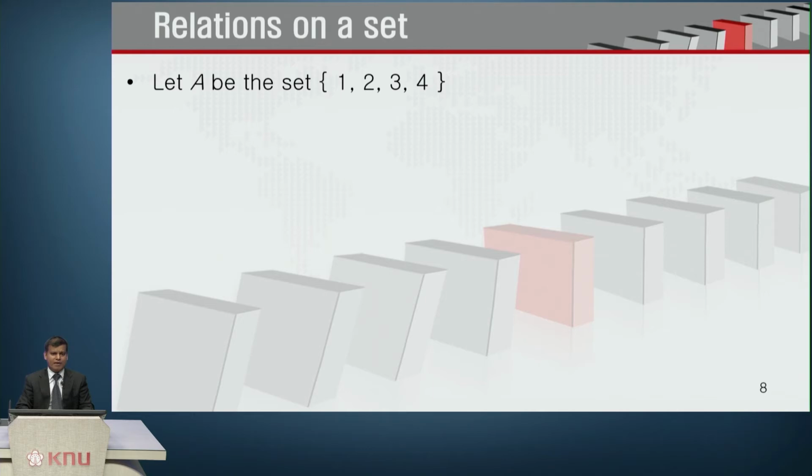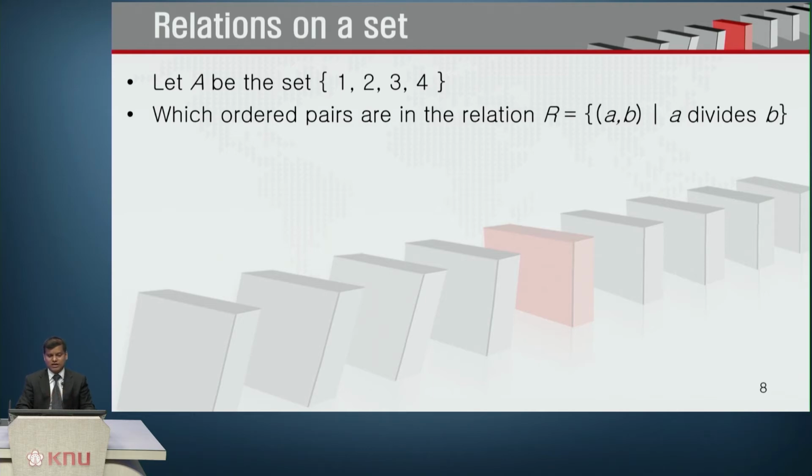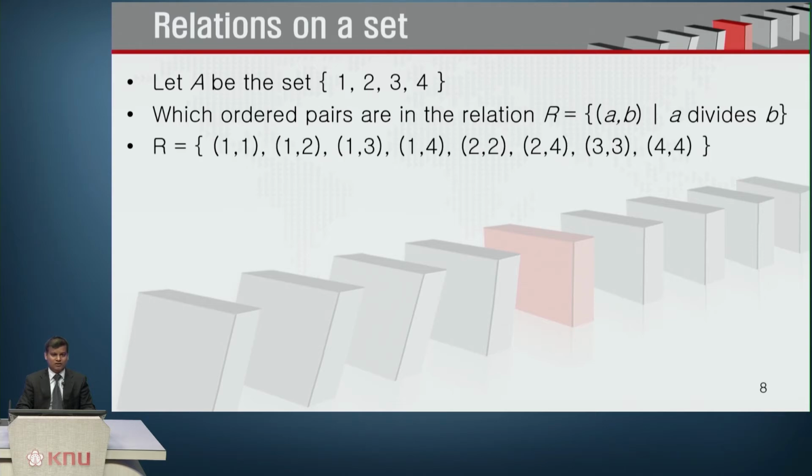So let's say A is the set with elements 1, 2, 3, 4. Which ordered pairs are in the relation R equals (a, b) such that a divides b? In that case you can write down the ordered pairs with this condition: (1,1), (1,2), (1,3), (1,4), (2,2), (2,4), (3,3), (4,4). So this relation we have come up with is based on the condition a divides b from the given set 1, 2, 3, 4.